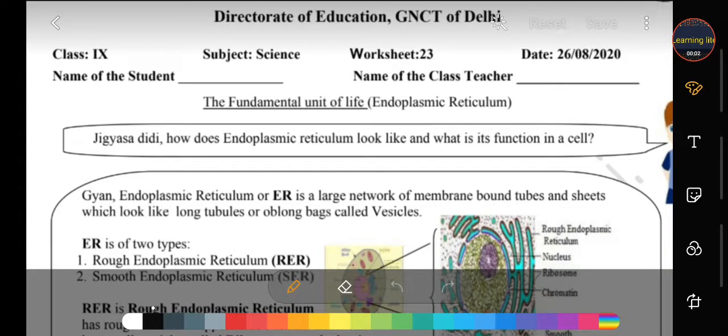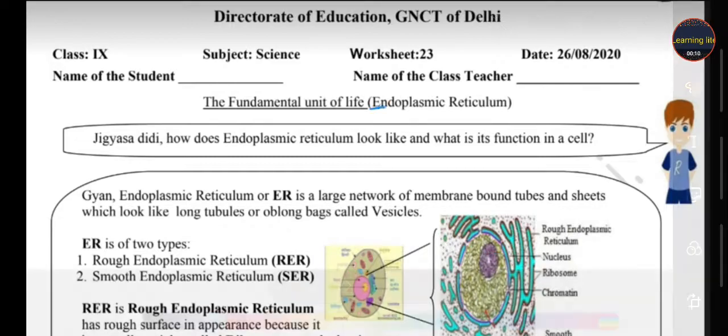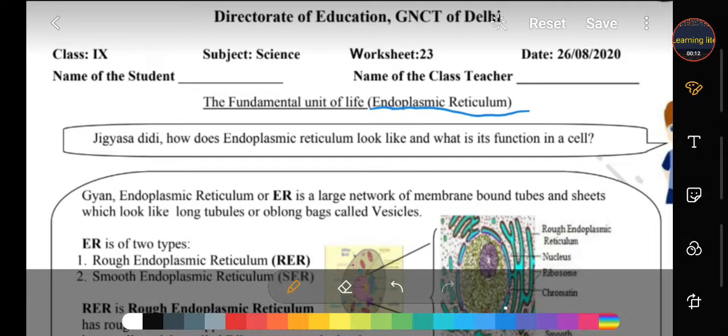Hello students, today we are here with our worksheet number 23 from the Directorate of Education with your unit, the fundamental unit of life, and today our new topic is endoplasmic reticulum. Gyan asked Jigyasa Didi, how does endoplasmic reticulum look like and what is its function in a cell? So students, today we discuss the structure of the endoplasmic reticulum and its function.